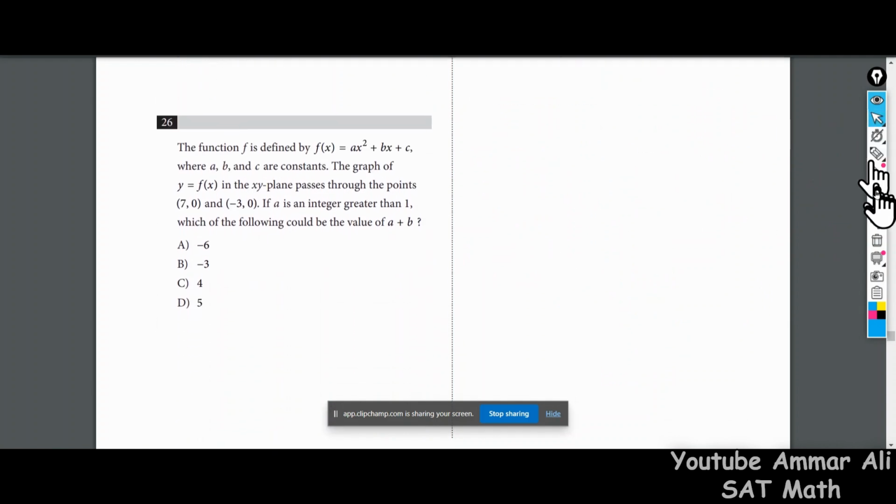Moving on, we're going to go down to question 26. Here they are basically giving us the zeros of a quadratic equation, so these are the two solutions. They are telling us we need to figure out what a plus b is, given that a is an integer greater than 1.